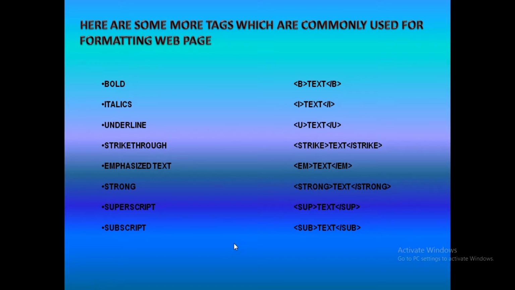Then superscript and subscript. Superscript is used to write a letter or text a little bit above the normal text line, and subscript is used to write a letter or text a little bit below the text line. You will understand all these things when I show you the practical, but before that you should know that these are some of the other formatting tags, and we will need them in our next practicals.